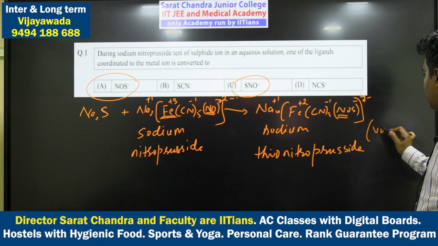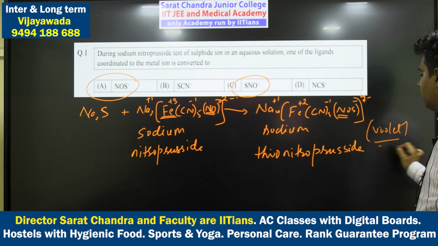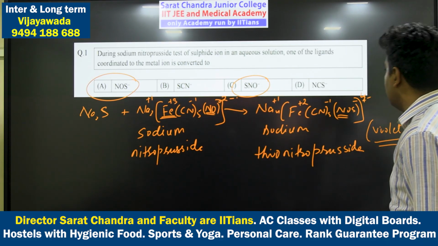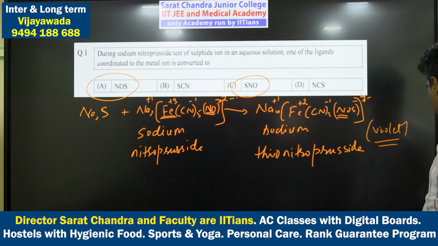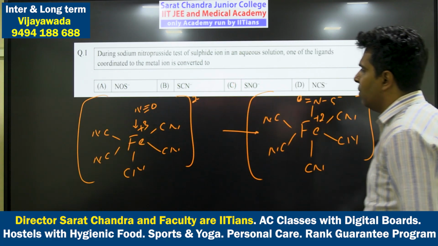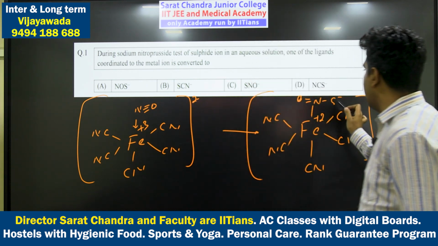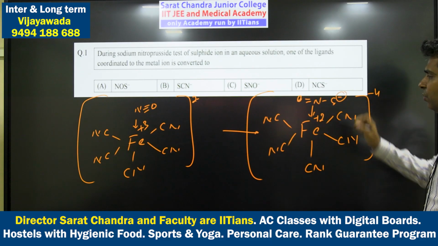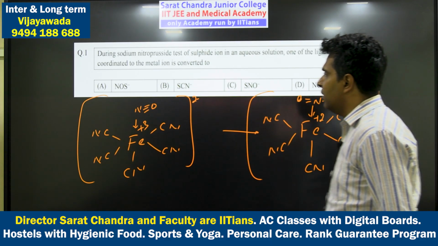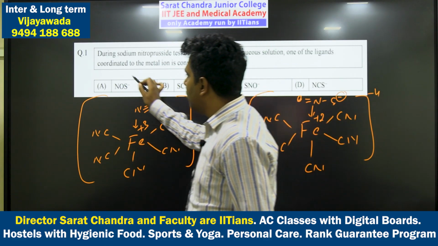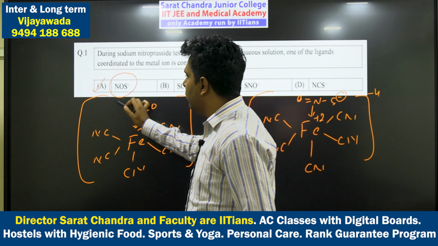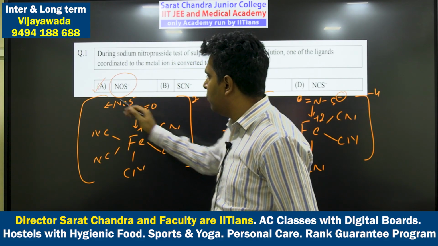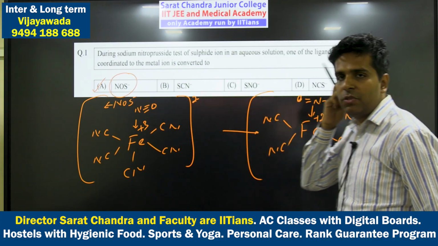The violet coloration is not a precipitate. The violet coloration confirms the presence of sulfide ion. The oxidation state of iron is changing, and in the ligand, sulfide S gets attached to the NO, and the negative charge is on the sulfur atom. The coordinate bond is through the nitrogen atom, and the negative charge is on the sulfur atom. So option A will be correct.